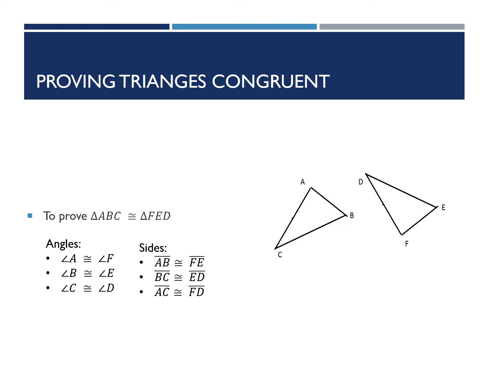So remember, we talked about congruent sides in the video yesterday. So AB goes with FE, BC goes with ED, and then AC goes with FD. So it's important that you have that congruence statement and that you know what your corresponding parts are.